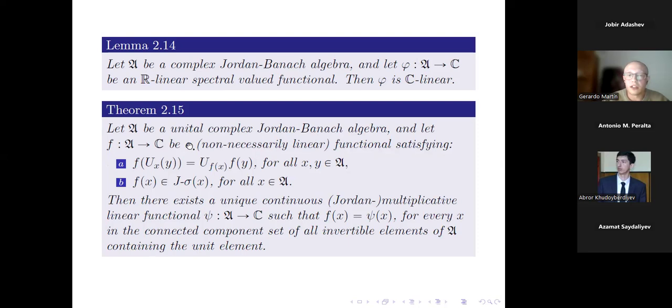When we have a unital complex Jordan Banach algebra and f is a not necessarily linear functional satisfying the property we discussed before, and that is Jordan spectral valued, then there exists a unique continuous Jordan multiplicative linear functional psi such that f is equal to psi of x for every x in the connected component of the set of all invertible elements containing the unit element. This is the principal component.